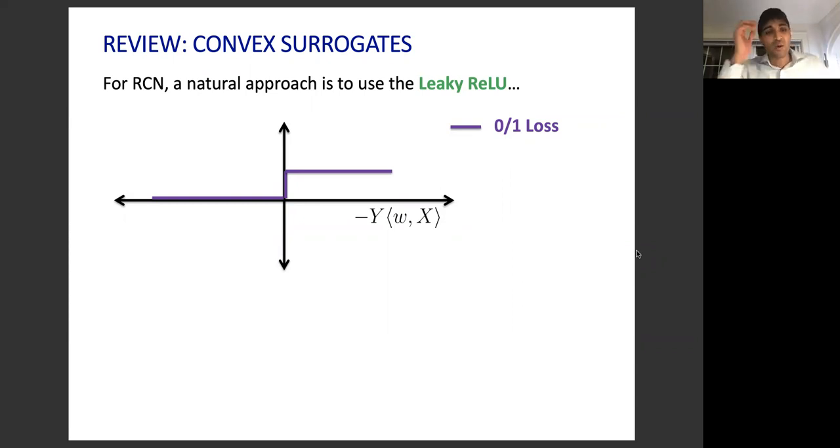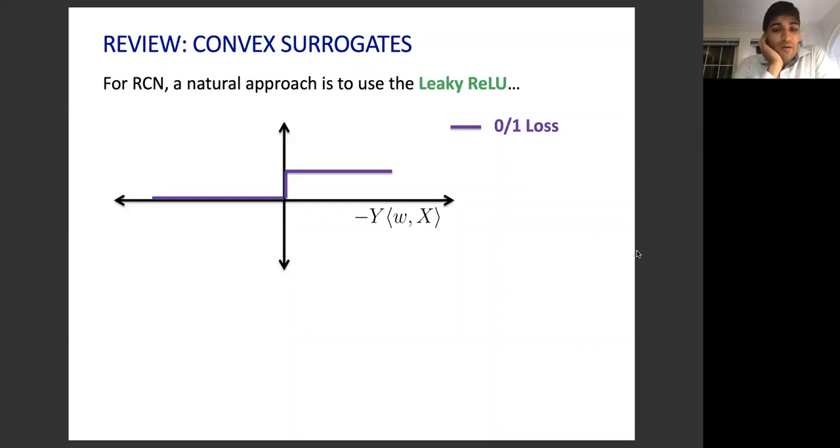So the first thing that I want to do is give you a little bit of a review about the notion of convex surrogates. So let's talk about loss functions even before we go there. Usually, what we care about is what's called the 0-1 loss. And I'm going to make my life easy.